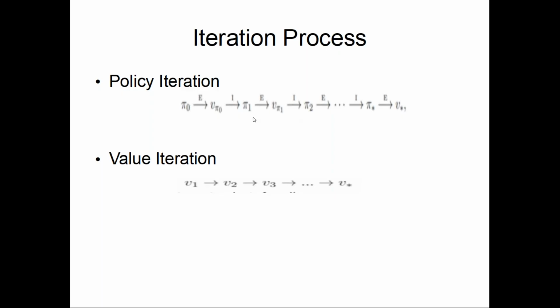So as I said, in policy iteration, the sequence of evaluation and iteration follows. Whereas in value iteration, only evaluation is done, and the final iteration is done only once at the last.